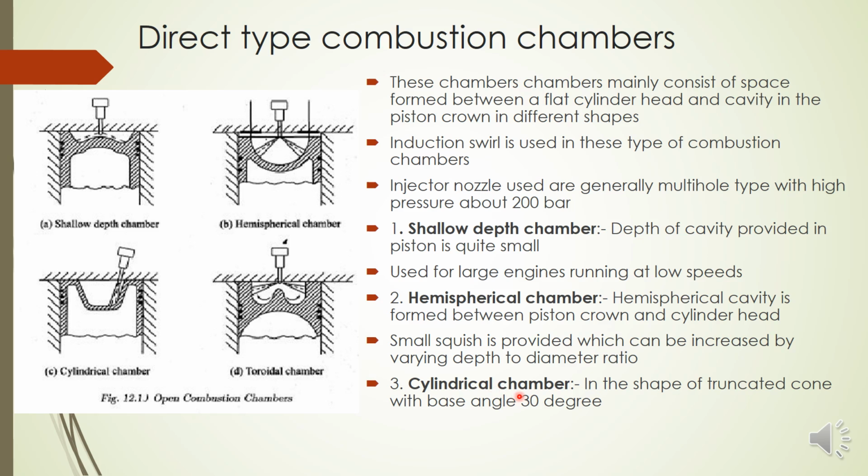And the cylindrical chamber, the third one, has the shape of a truncated cone with a base angle of 30 degrees. So this is in the shape of a truncated cone. And the fourth one is a toroidal chamber, and this provides a powerful squish compared to the other three. The squish is more in this toroidal chamber. So these are based on just geometry itself.